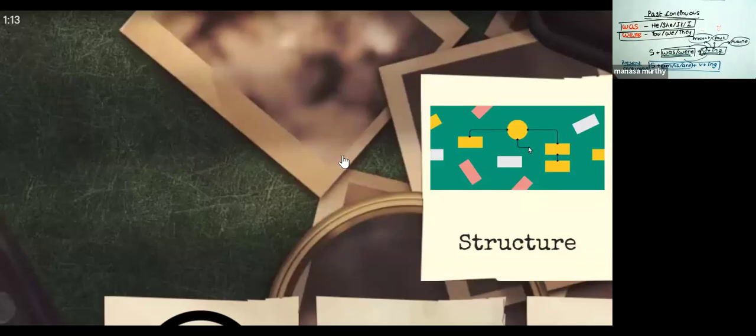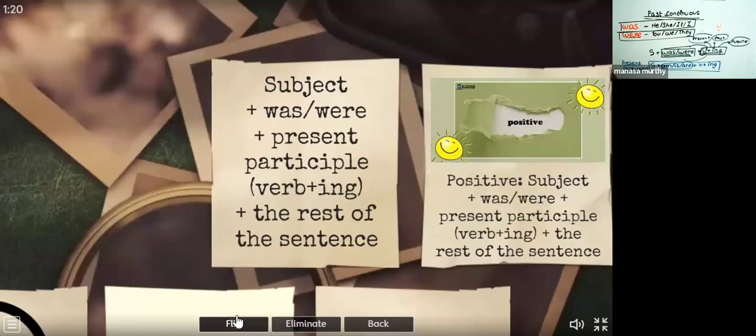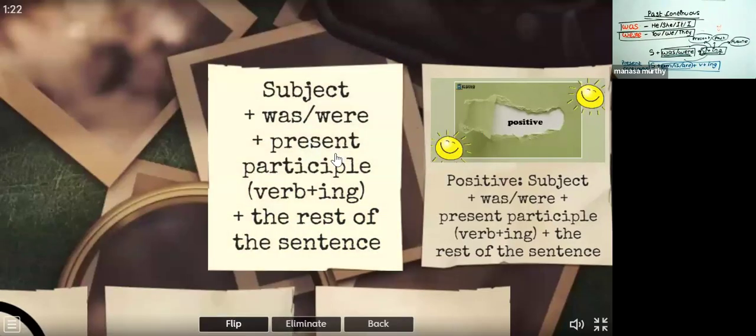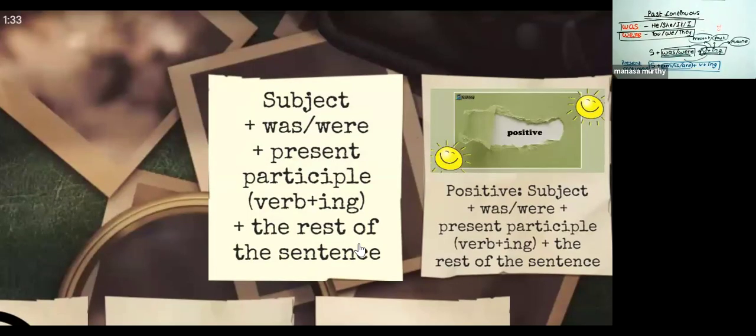Structure of past continuous tense. Subject plus was or were together with that verb plus ing, then the remaining sentence. It is the structure of past continuous tense. Teju was studying for the exam. One person, so this sentence is correct. Good.